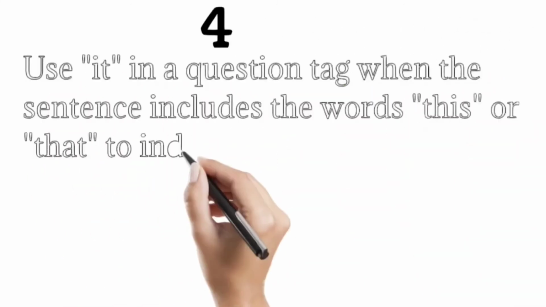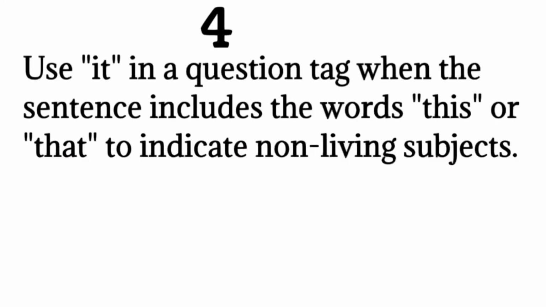Use it in a question tag when the sentence includes the words this or that to indicate non-living subjects. If the sentence starts with this or that, then we will use it as a subject. So example, this is my book. Book is a non-living object. This is my book. The tag will be isn't it? There is a pen. Pen is also a non-living object. Isn't it? So for non-living objects we will use isn't it. It is the subject we will use.